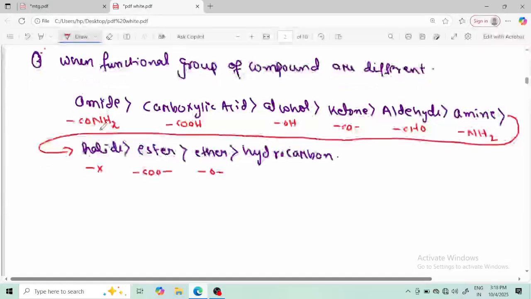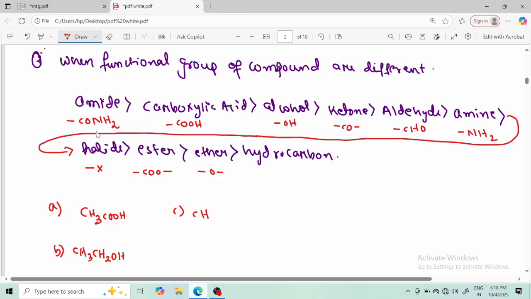Now if I give you one question, suppose I am asking you to give the order of boiling point. So let's say I'm giving CH3COOH, then the second molecule is CH3CH2OH, then the third molecule is CH3CONH2, the fourth molecule is CH3OCH3, okay? And the last molecule is CH3CH2NH2. So what will be the order of boiling point?